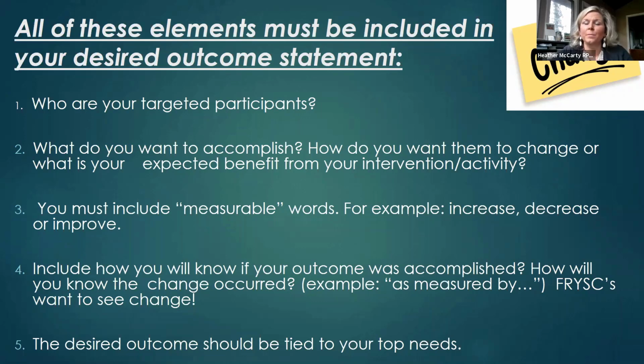So you want to see where your baseline is. Where are you starting with your desired outcome? If you have low kindergarten readiness, what outcome do you want to see? What's the increase? And we want to see that outcome data. After you've done your activity, how will you know that you moved that needle and made a change with your activity? And then number 5, like Sherry was talking about, the desired outcome should be tied to your top needs.